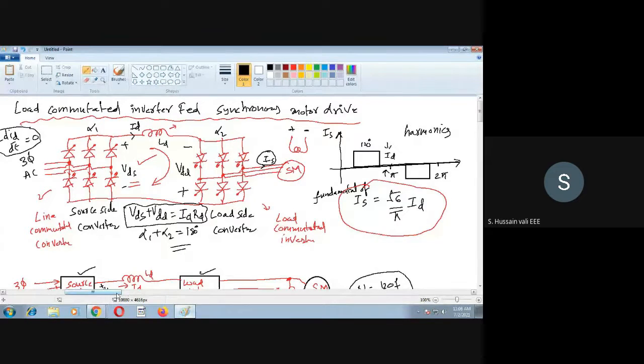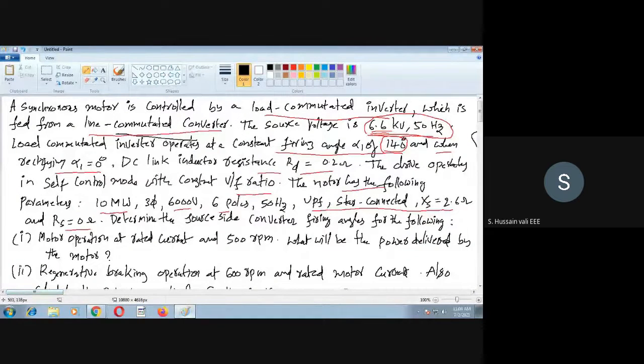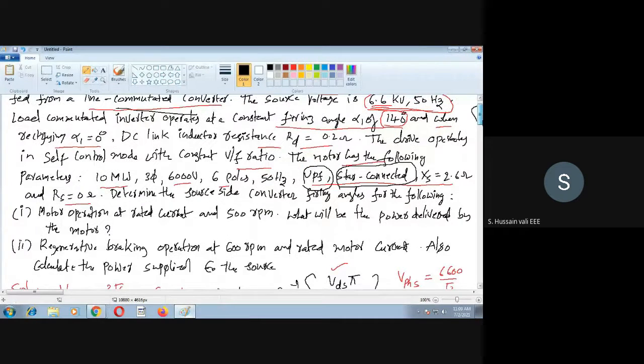And now the synchronous motor, what he has given, just see this now. Synchronous motor, he said star connected. One important data he has given, star connected, and the power factor is unity. One thing we need to understand, these are the rated values. Now you see the question. What is the question he is asking? He said the converter firing angle for the following motor operation at rated current. This is important data. Rated current, and the speed is 500 rpm.